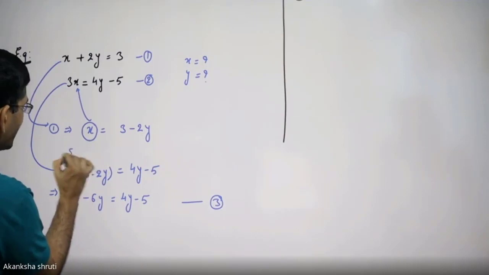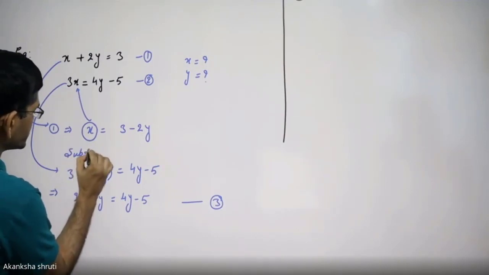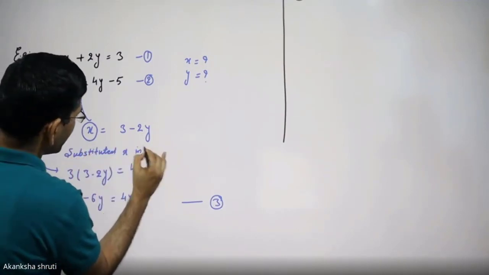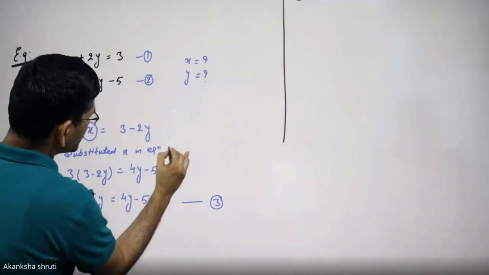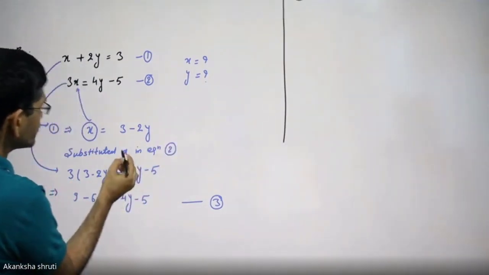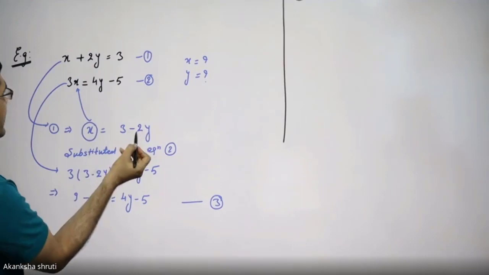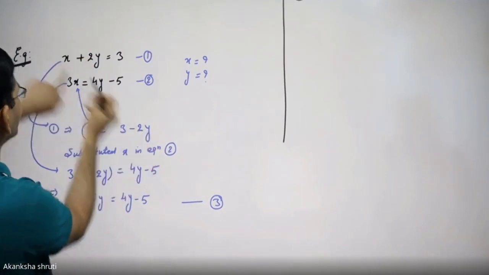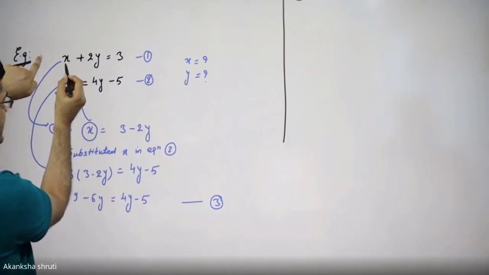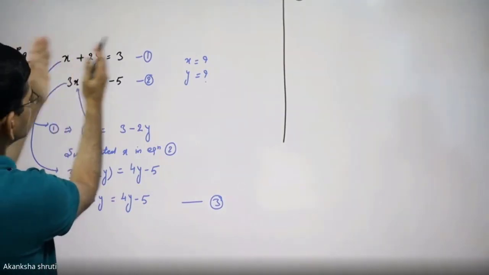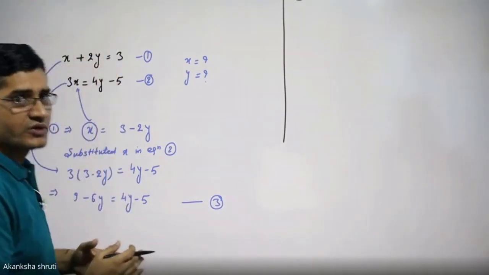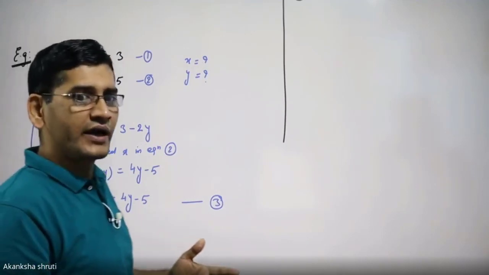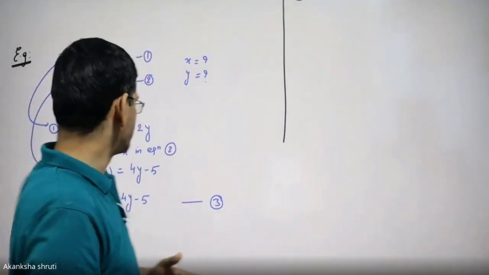So here we have substituted x in equation 2. Why in equation 2? Why not 1? Because this x is already calculated from equation 1. If you are substituting the same x in the same equation, say equation 1, you will get left hand side equals right hand side. That is not going to give you any equation. Okay? It will simply remain as an identity.